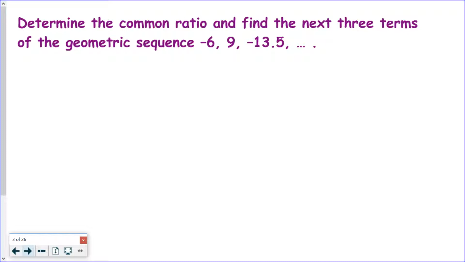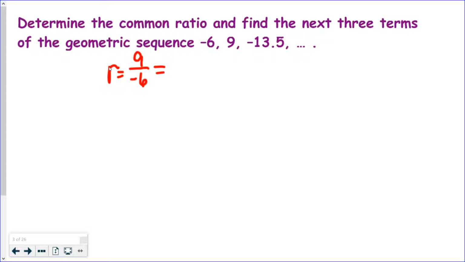For the first one here, to find your ratio, you take your second term and divide it by the term that came before it. Do you have to use those two terms? No. I could choose this term and divide it by the term that came before it. That ratio is always going to be constant. If that ratio is not the same each time, then it's not a geometric sequence.